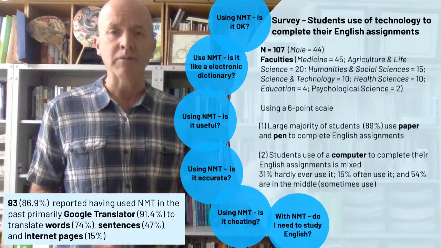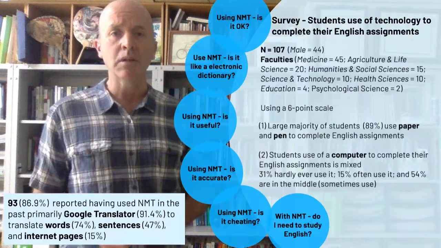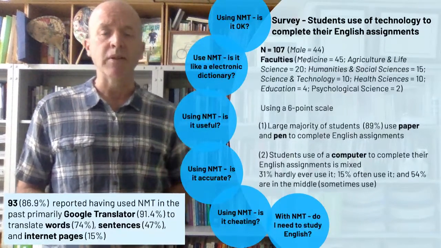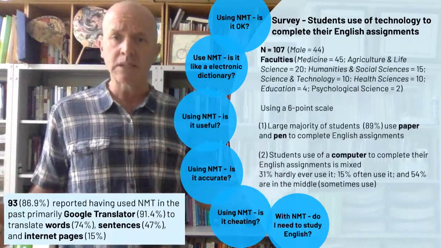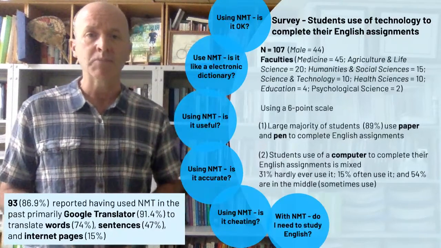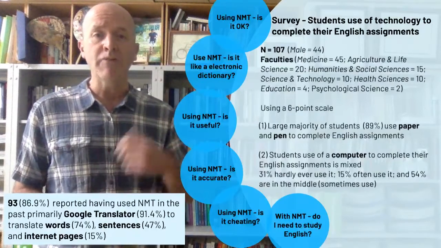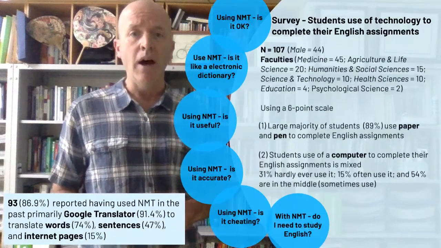And they're from all these different faculties, primarily medicine, agriculture, life science, and some others. It was using a 6-point scale, a 6-point Likert scale. And a couple of key findings here I'll touch on.